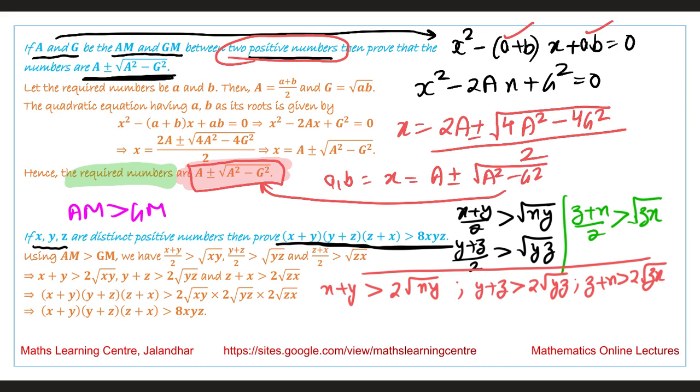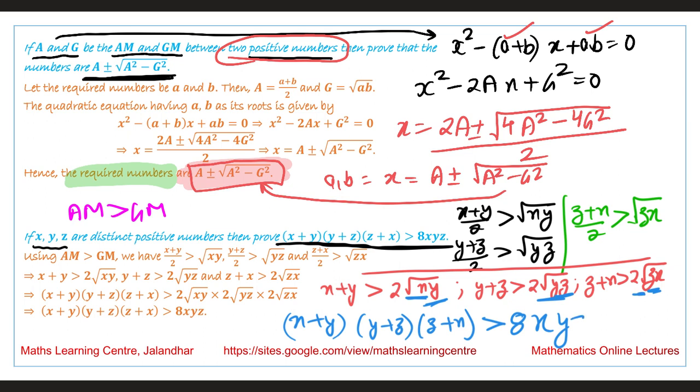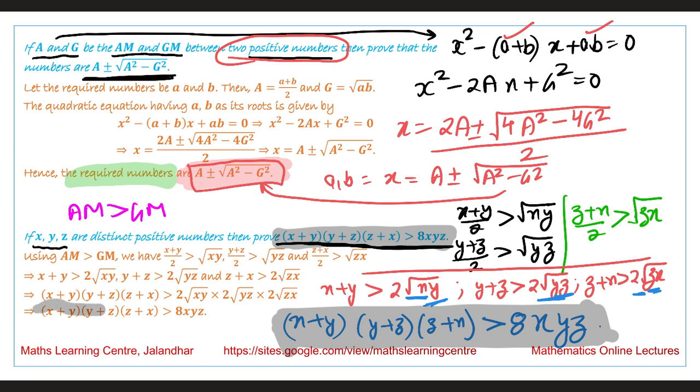Now if we take the product of these three terms, we have (x plus y) into (y plus z) into (z plus x) is greater than 8 times, the square root of x gives x, the square root of y gives y, and the square root of z gives z. So we obtain the result that (x plus y) into (y plus z) into (z plus x) is greater than 8 times xyz. And this is what we had to prove.